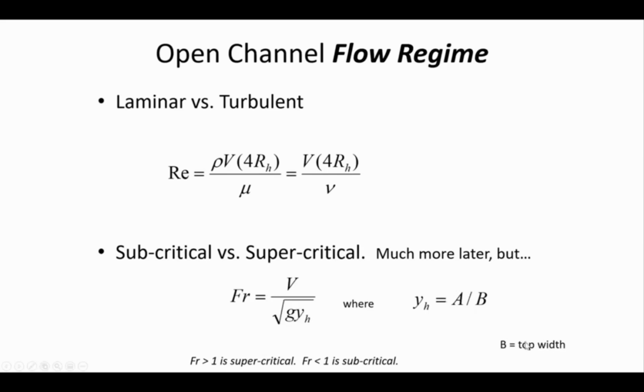So if you have a rectangular channel, the hydraulic depth is the flow depth. But if you have a non-rectangular channel, like a trapezoidal one, then you have to calculate the equivalent depth that it would be if it was rectangular. So hydraulic depth is the cross-sectional area divided by the top width. So with this simple Froude number calculation, you're going to classify whether the flow is supercritical or subcritical for one of the problems on the homework.